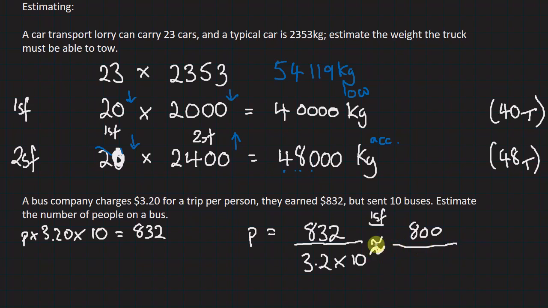Just so you know, this little wavy line in the middle means about. It's an approximate or estimated value. It's saying that something in here is no longer accurate. One significant figure in the bottom is 3 times 10. So what we're going to wind up trying to do is do 800 divided by 30.